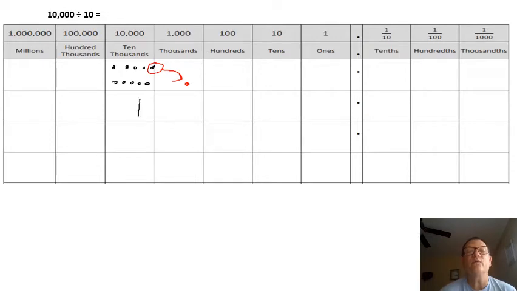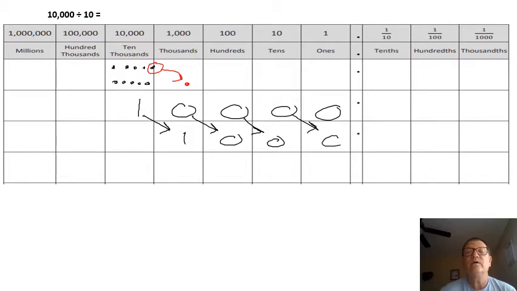So once again, let's see what it looks like. I'm going to put a 1 in here for 10,000. We're dividing by 10, so I know each digit is going to shift one place value to the right. And once again, I'm not going to write this one down because there are no digits after the decimal point except for 0. So now we can see 10,000 divided by 10 was equal to 1,000.